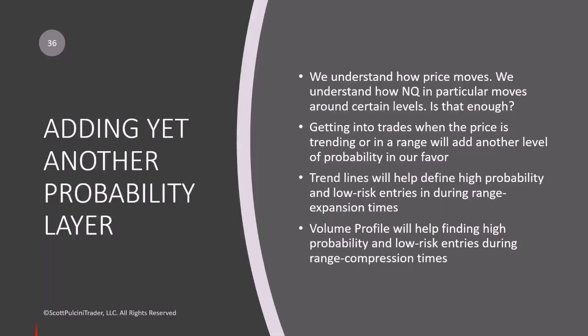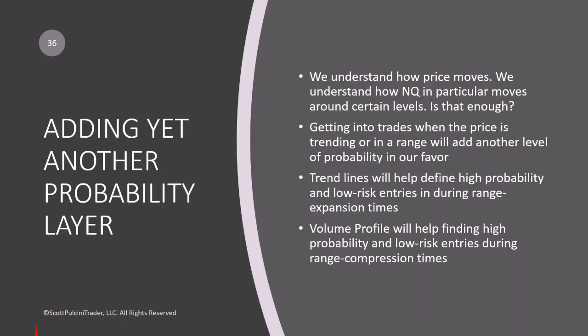So up to now we understand how price moves. We understand what moves the price and the dynamics between the market participants, and we understand in particular how NQ moves around certain levels. We've seen the primary and secondary levels and the action levels. So is that enough to be able to have our playbook? It can already be enough, but let's get into some other details.